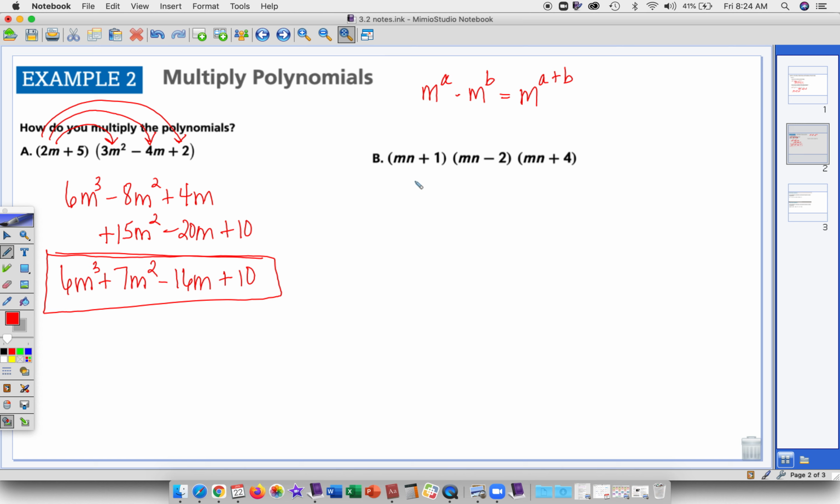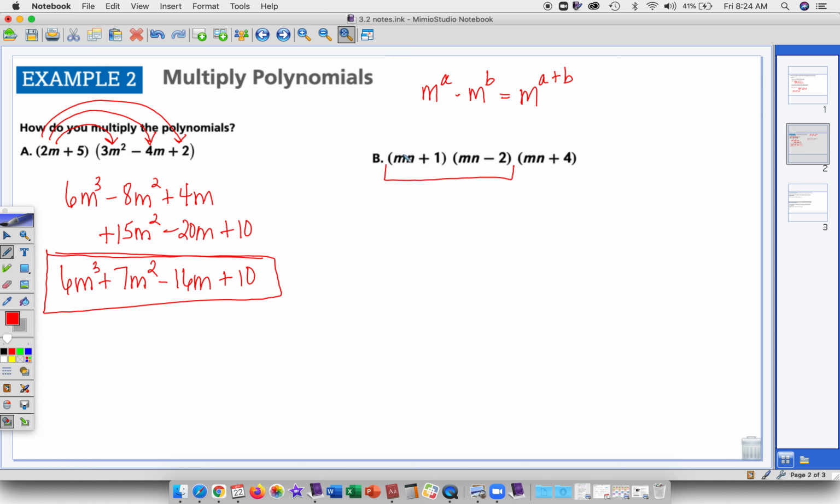In example 3, I've got 3 different binomials. So I have to start with 2 of them, and it doesn't really look like it's going to make a difference here which 2 I start with. So let's just start with the first 2, and then we'll take care of the third one after. So think of it as FOIL in this case, right? Because we just have 2 binomials.